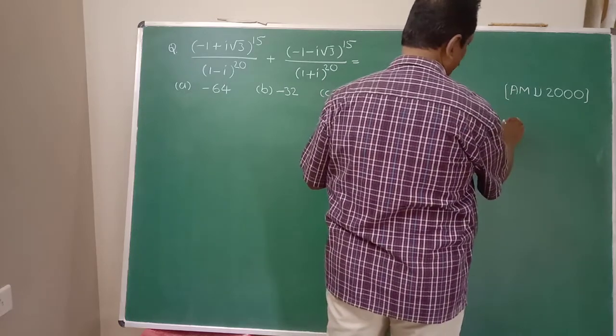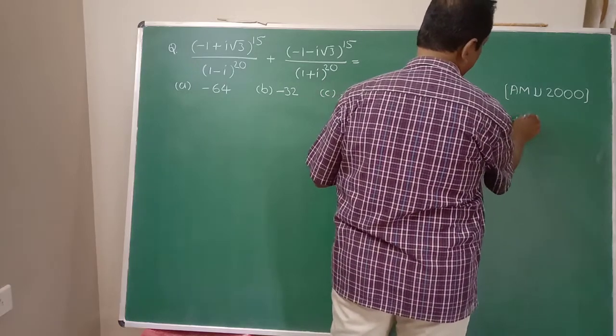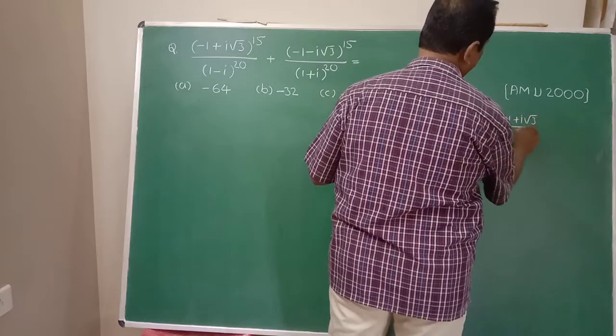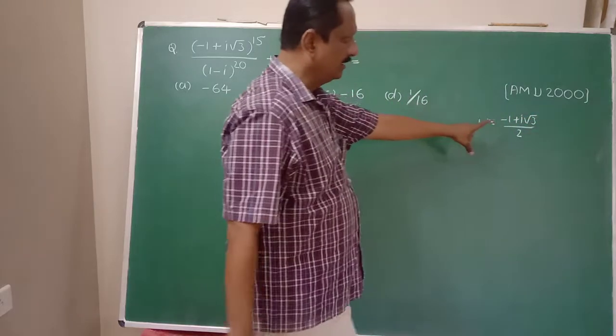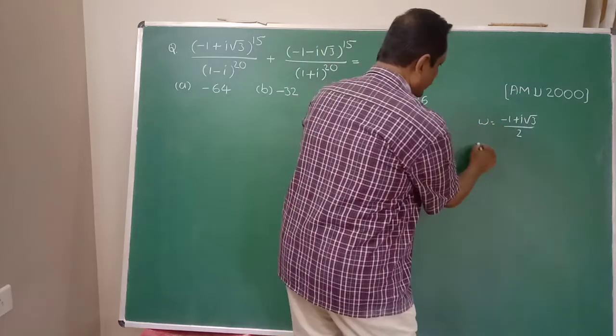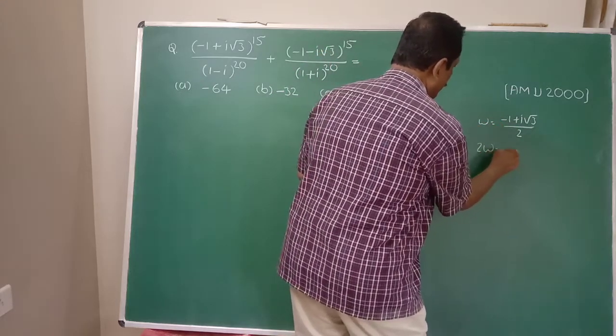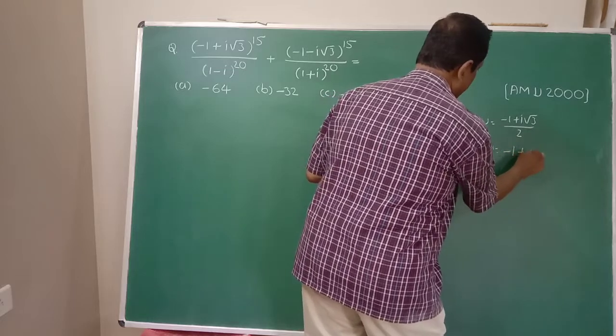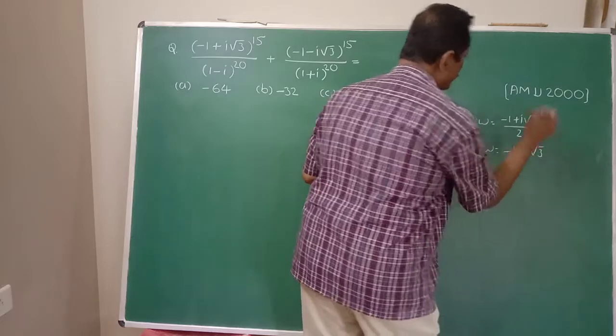Omega is equal to (minus 1 plus i root 3) divided by 2. Take the 2 to this side, hence it becomes 2 omega, which is minus 1 plus i into root 3.